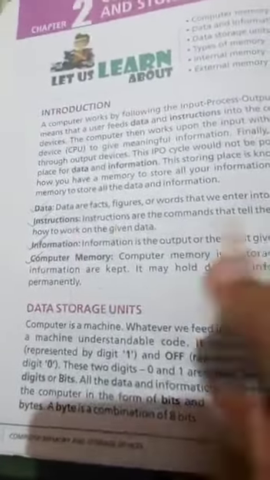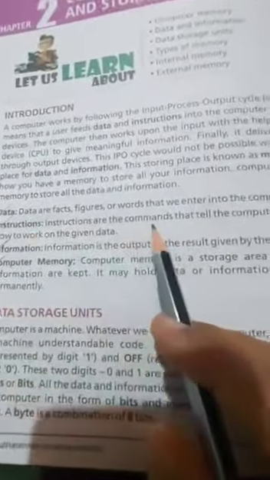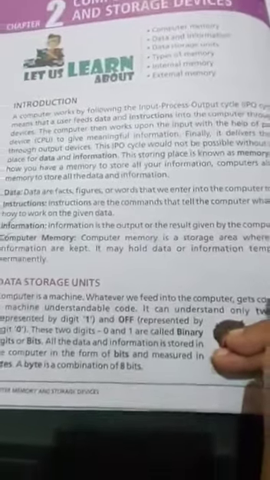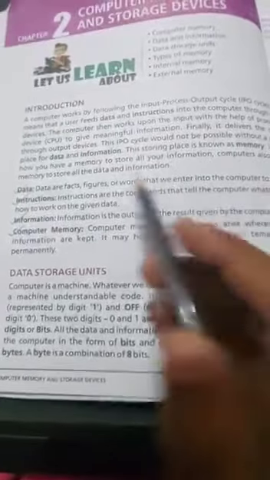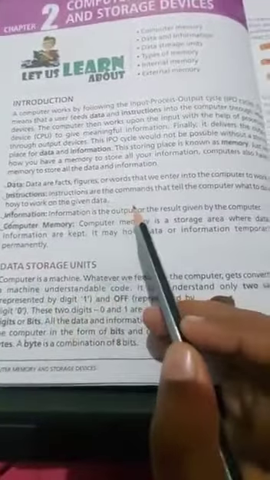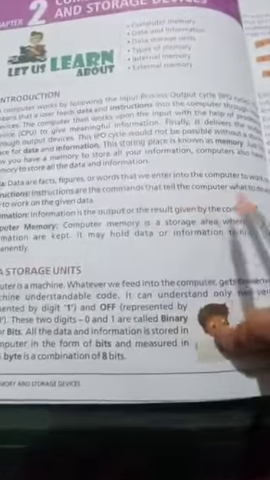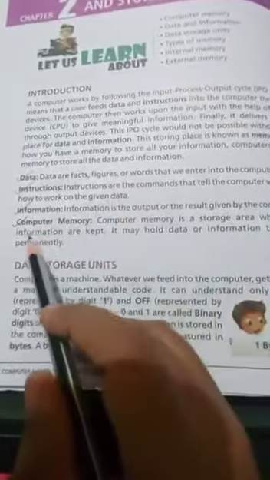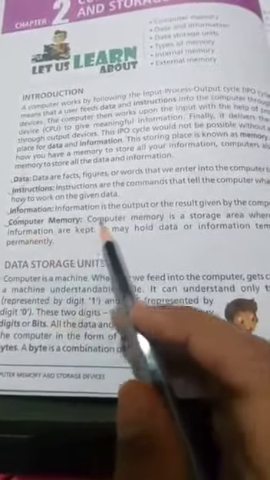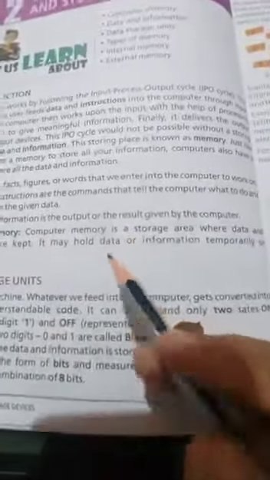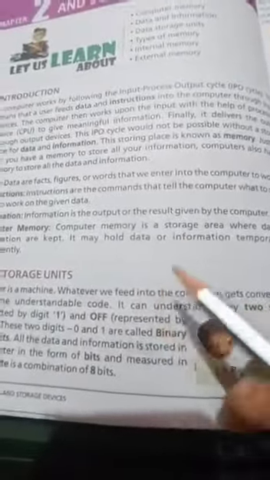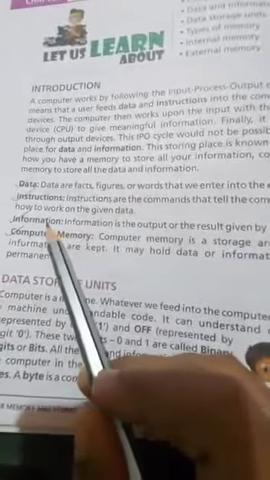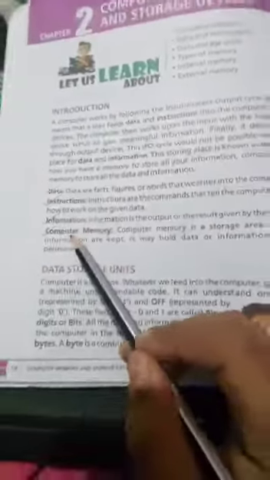Okay, what does data mean? Data are the facts and figures or the words that we enter into the computer to work on. So input, whatever we give, is called the instructions or commands that tell the computer what work to be done. Next is information. Information means the output or result given by the computer. After we give the input, we always get output, so the result is called what? Information.